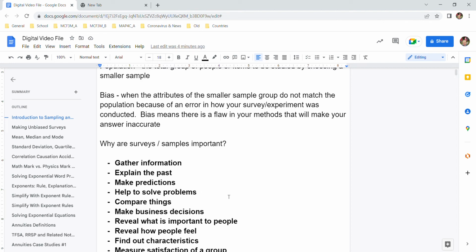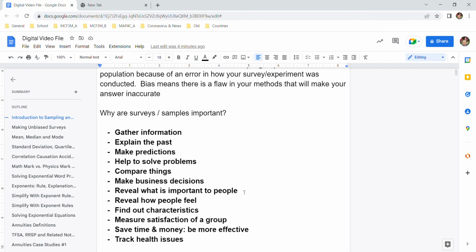Surveys can also compare things and allow you to understand which is better or which is more appropriate, which helps when you're making business decisions. Businesses often want to know what consumers or other entities are feeling and help make appropriate decisions based on what people generally think or feel. And so surveys can help reveal what's important to people, what they want, what they need, but also how they feel.